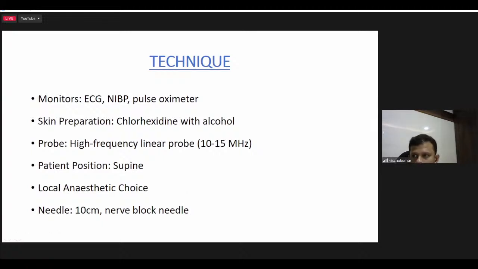I always use a combination of bupivacaine 0.5% plus dexamethasone if I require anesthesia. But if I require it only for analgesia, I'll use ropivacaine 0.2% plus dexamethasone. Dexamethasone, I use around 4 mg if I'm using around 25 ml of local anesthetic, just to prevent postoperative neuritis. A nerve block needle, that is an echogenic needle, 10 centimeter, will be used.